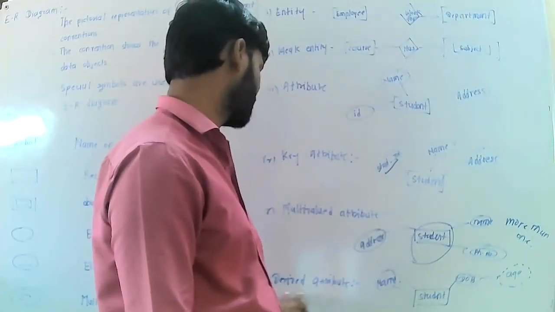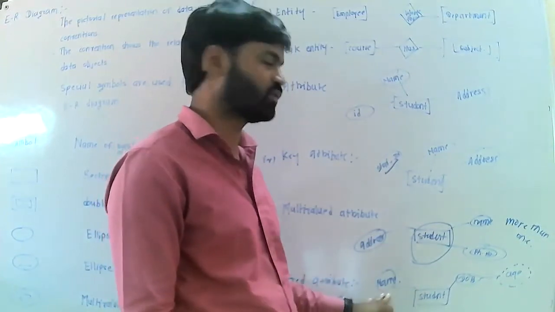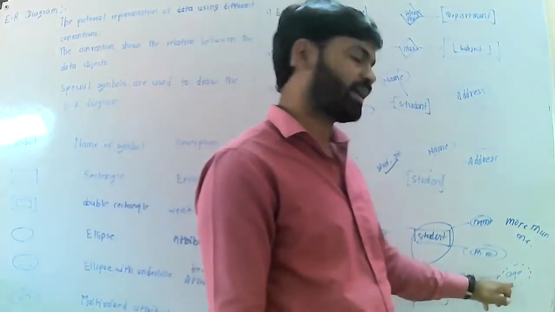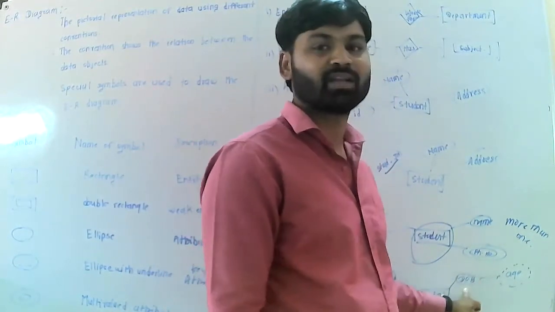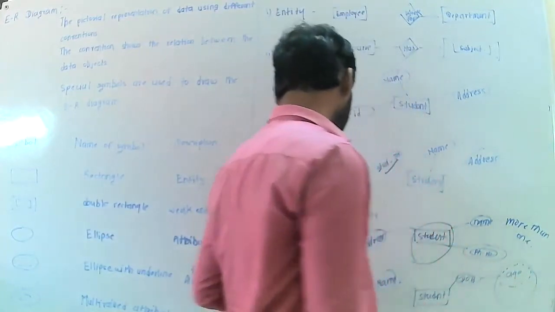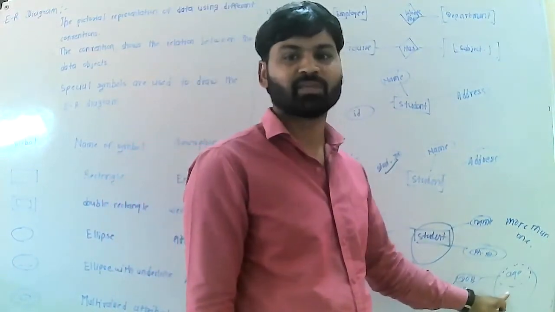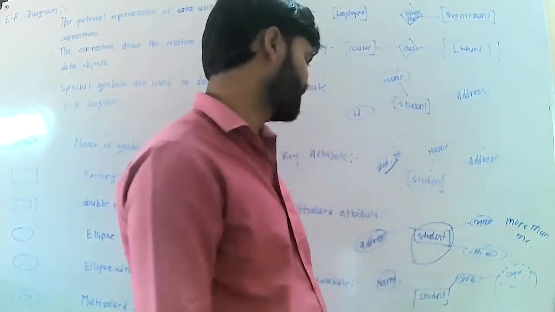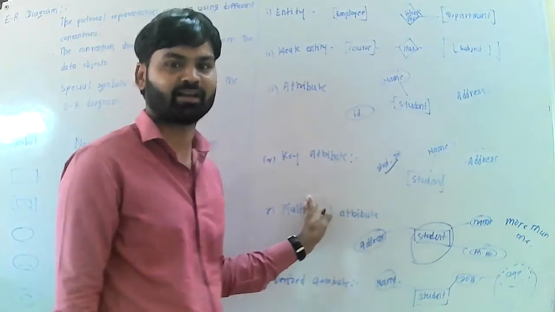Then next one is your derived attribute. In this, student has attributes: name, date of birth, and age. But age is derived from your date of birth. So age is your derived attribute. What is a derived attribute? A derived attribute is the attribute which is derived from another attribute. So these are the representations of your ER diagram.